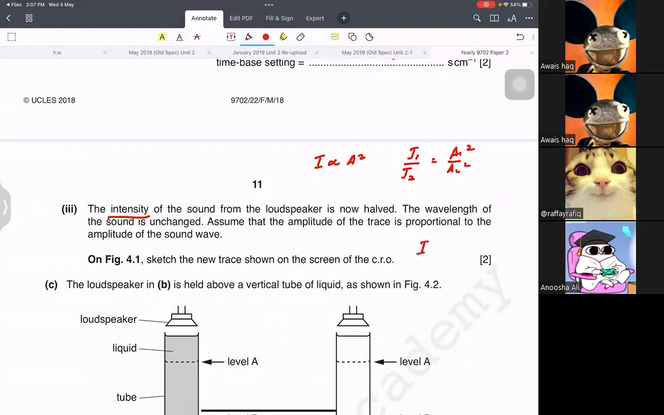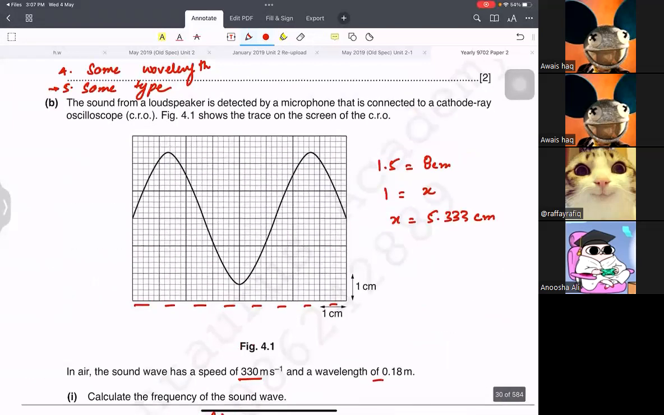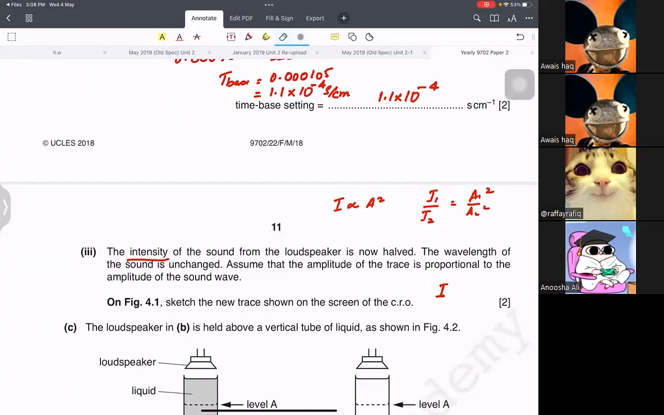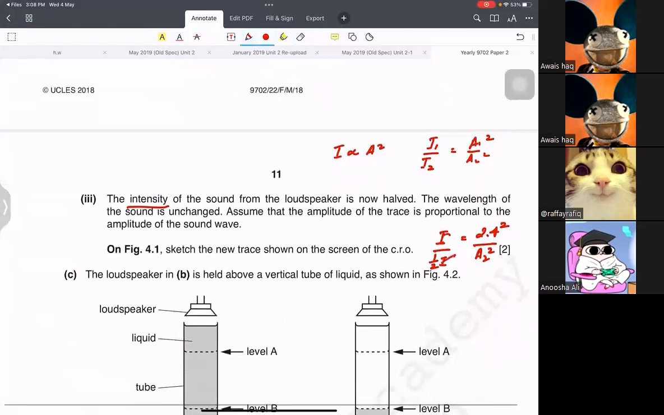So first it was I. Now the new wave was I over 2, and if you look at this, this is the middle, right? So if you see, it's about 1, 2 centimeters and 2.4. So basically the amplitude was 2.4 centimeters. So when it was I, the amplitude was 2.4 squared. And then the new intensity was half I. So what is going to be the new amplitude? That's what we're going to find. Now, I and I will cancel out. 2 will come up. 2 times A2 squared equals 2.4 whole squared.